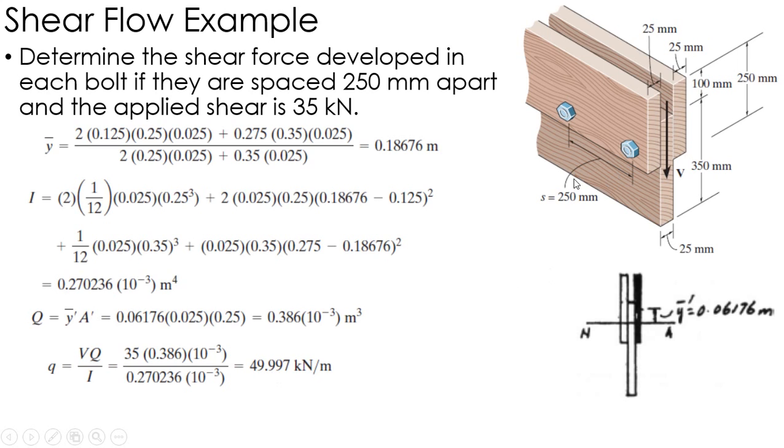Now knowing that these are spaced at a quarter of a meter, 250 millimeters apart, I know that q is 50 kilonewtons per meter times 0.25 meters. That means the force in each bolt is 12.5 kilonewtons, and I can design a bolt accordingly, knowing the properties of the material of the bolt and things of that nature. But again, this is the amount of force for each bolt along the length of the beam, and that's really what shear flow is used to calculate.